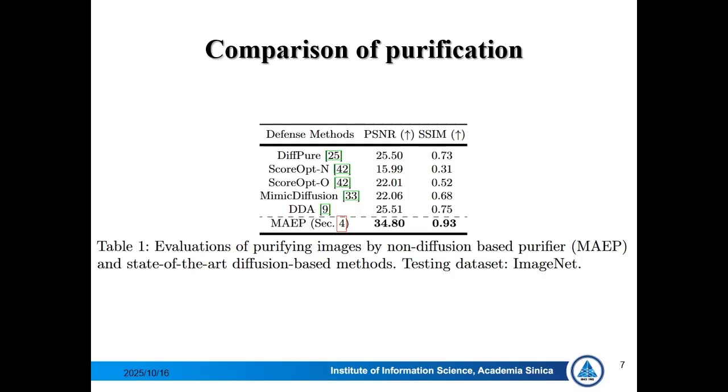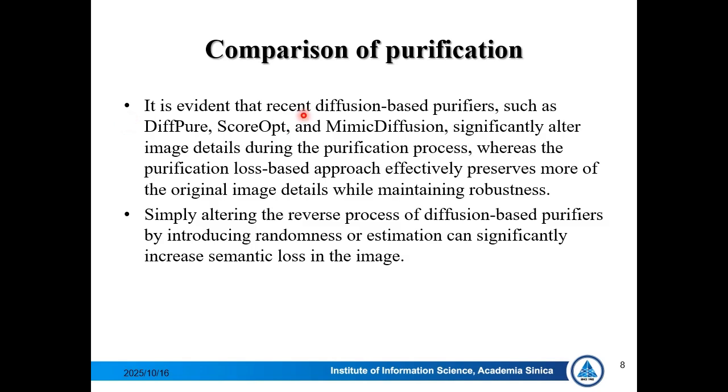In contrast, MAP preserves image detail much more effectively, achieving significantly higher PSNR and SSIM values, which confirm that our method can maintain visual fidelity while still providing robust defense performance. It is evident that recent diffusion-based purifiers, such as DiffPure, Score-OPT, and Mimic Diffusion, significantly alter image detail during the purification process, whereas the purification loss-based approach effectively preserves more of the original image detail while maintaining robustness.